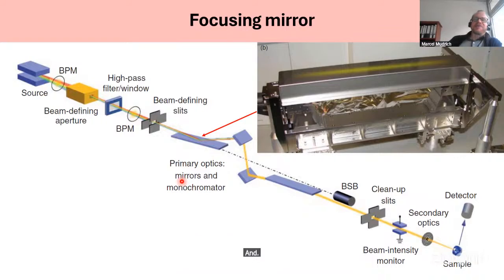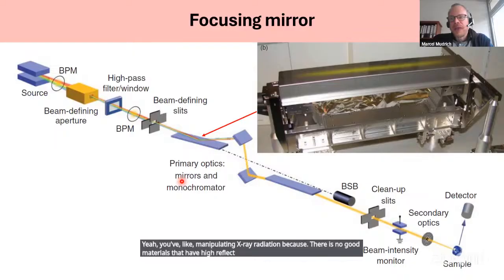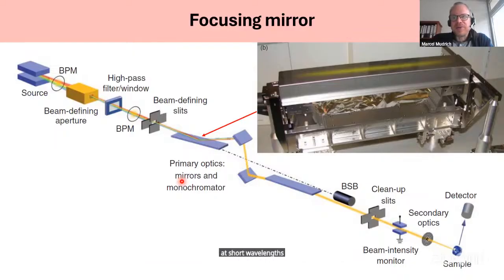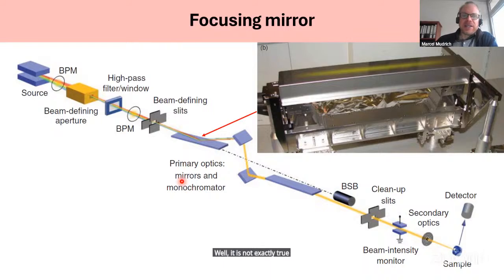And I mean, we have from the very beginning talked about the difficulty of building a laser in the X-ray range and of even manipulating X-ray radiation, because there are no good materials that have high reflectivity at short wavelengths, let's say below 100 nanometers or so. That was the conclusion back then. Well, it is not exactly true. We can actually make mirrors even with high reflectivity in the X-ray, but this only works under grazing incidence.